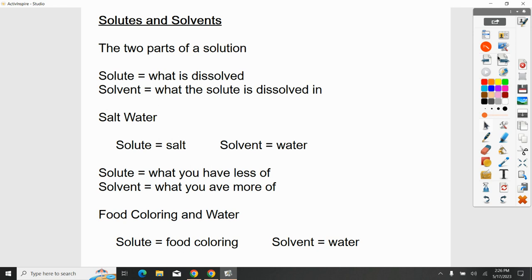So we're talking about putting food coloring in water. I mean, nothing's really being dissolved. The food coloring is a liquid, the water is a liquid. You're just mixing the two liquids together. You will definitely have much less food coloring than water, though, because you have more of the water. The water is the solvent, because you have less of the food coloring, it is the solute.